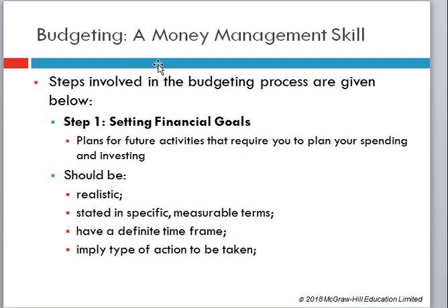So the steps involved in the budgeting process are given below. Setting financial goals means planning for future activities that require you to plan your spending and investments. So how do you create a budget? First, create financial goals. Financial goals, as we have seen, should be SMART: specific, realistic, stated in measurable terms, have a definite time frame, and imply action to be taken, so they should be actionable.